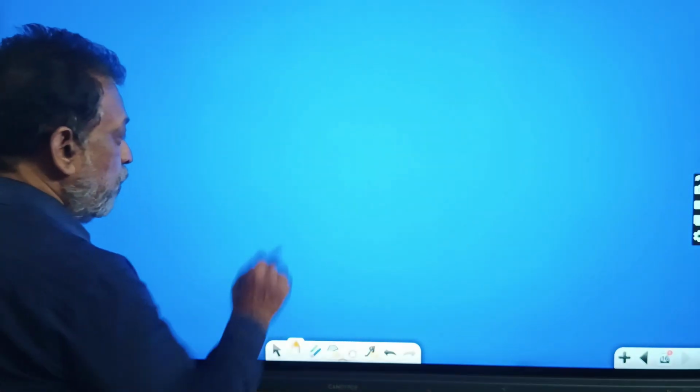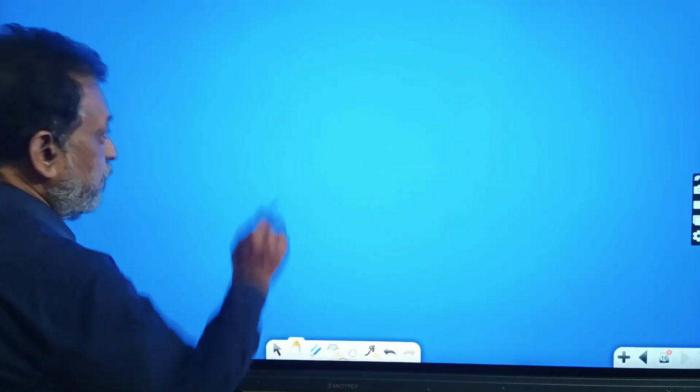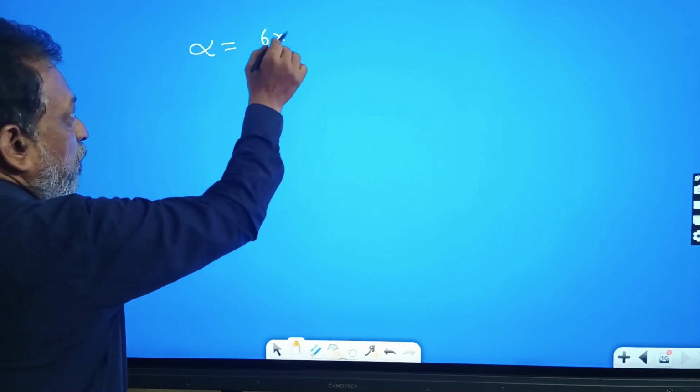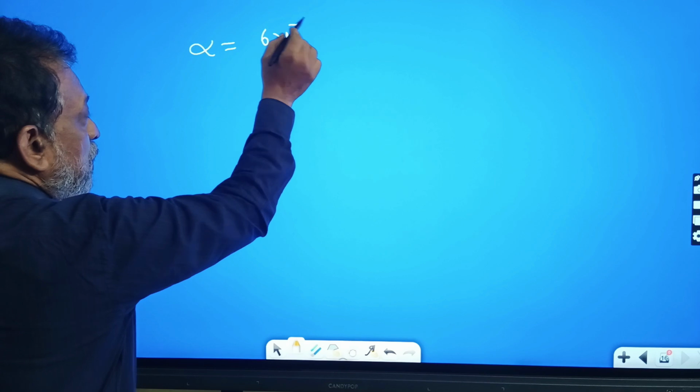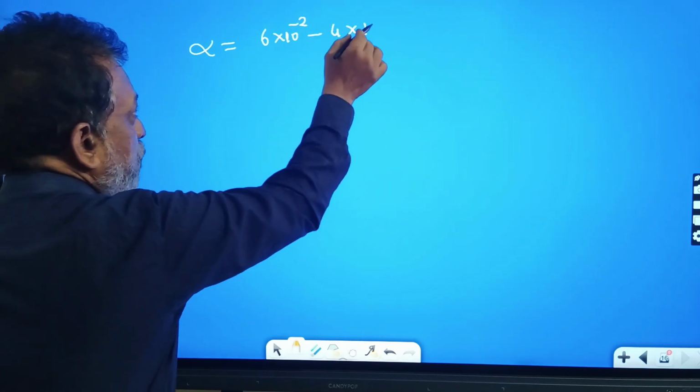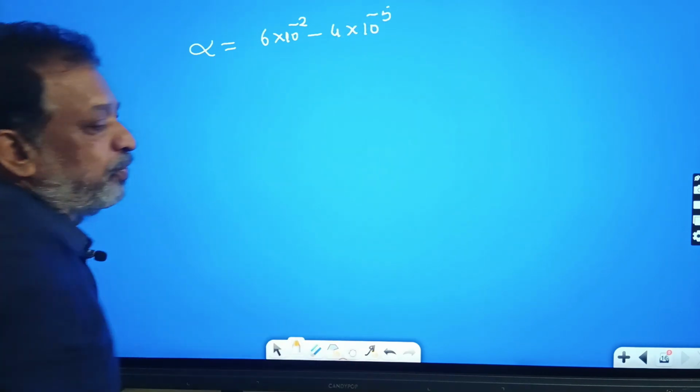Now root values, on the final value everybody is going to say, suppose alpha is equal to 6 into 10 to the power of minus 2, minus 4 into 10 to the power of minus 5. Only a few students said it correctly.